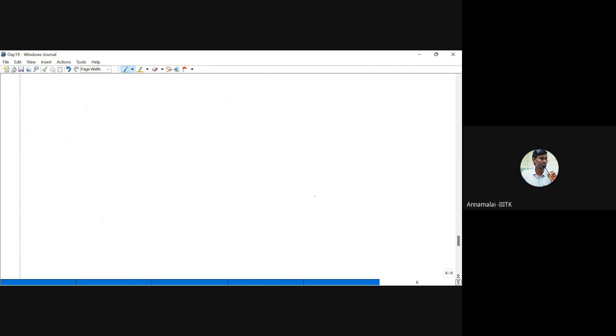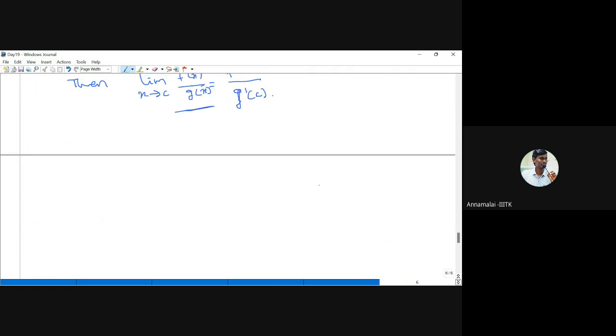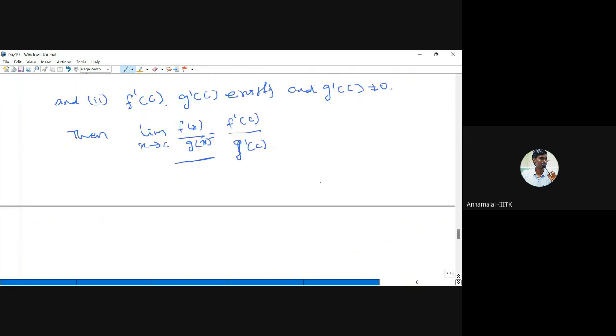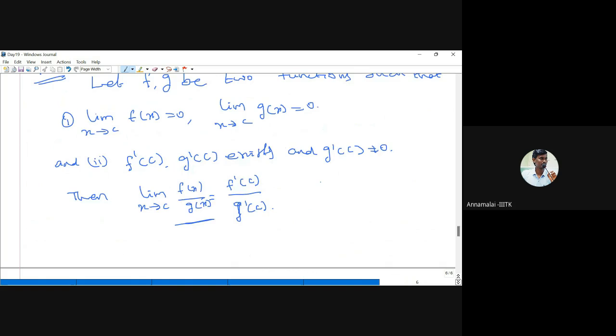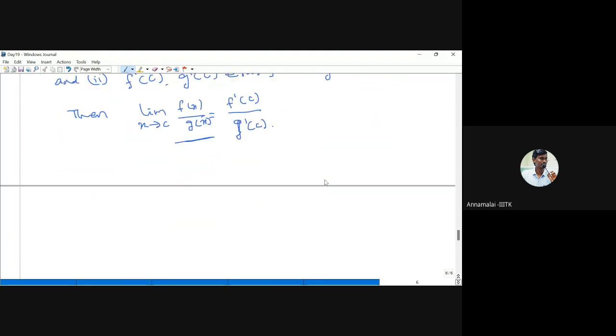So the next one is L'Hospital rule. The limit of the original is the same thing, f dash of c by g dash of c. We can extend this further, up to where you get a non-zero g dash. Again, suppose the limit of f dash is 0 and the limit of g dash is 0, then the limit is nothing but f double dash of c by g double dash of c, and so on. We can go up to where we get a non-zero value.